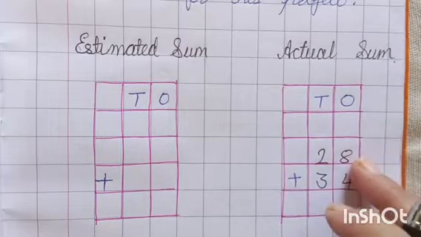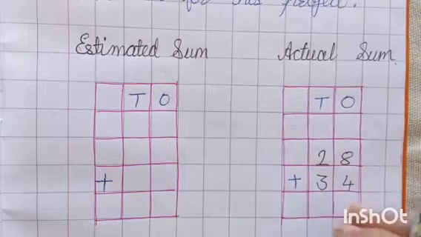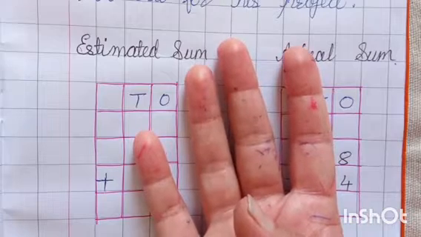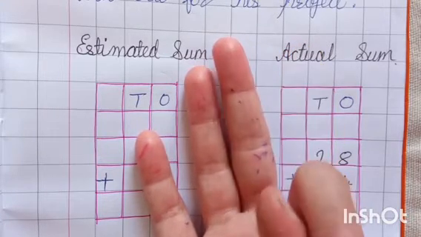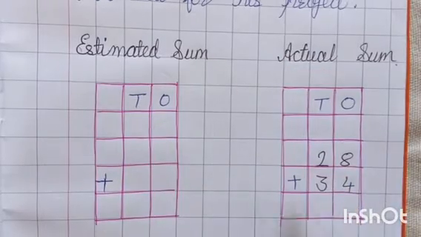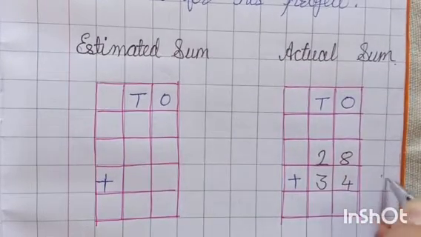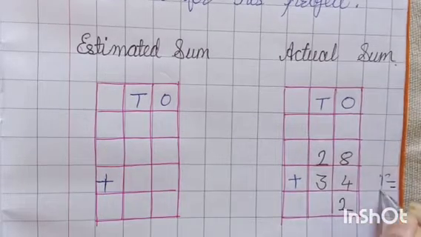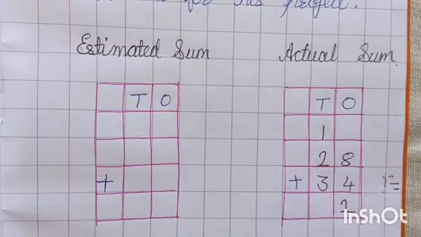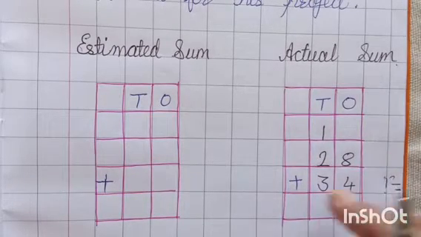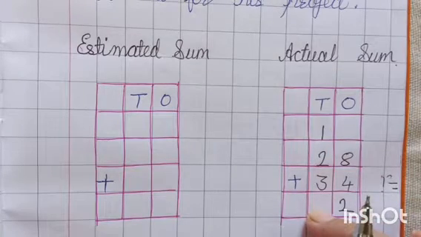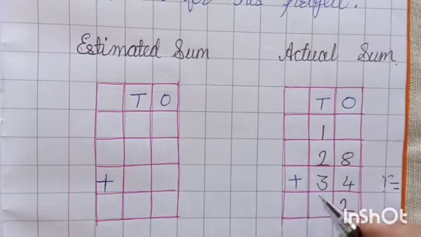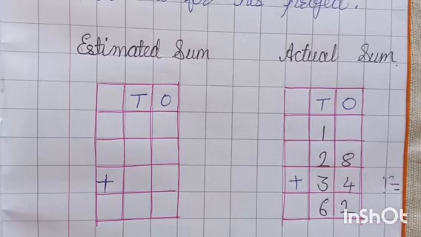So we will add the digits which are in the ones place. So 8 plus 4, we have to add 4 to 8. So we will count the numbers after 8 till 4, that is 9, 10, 11 and 12. So the answer is 12, and we know that the digit in the ones place we are going to write here, and 1 will go as a carryover on the head of 2 in the tens place. Now we will add the digits in the tens place. So 1 plus 2, 3, and 3 plus 3, 6. So the actual sum is 62.